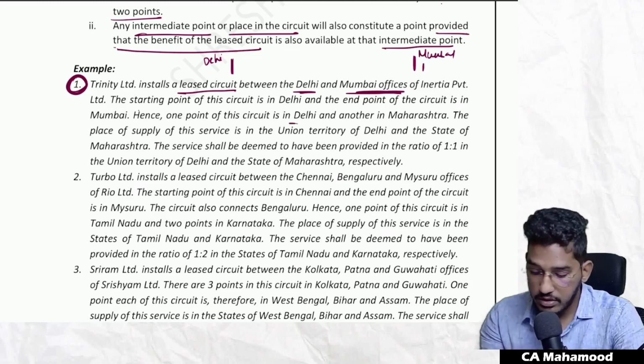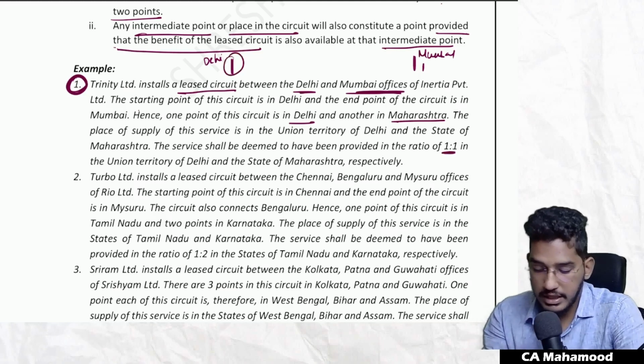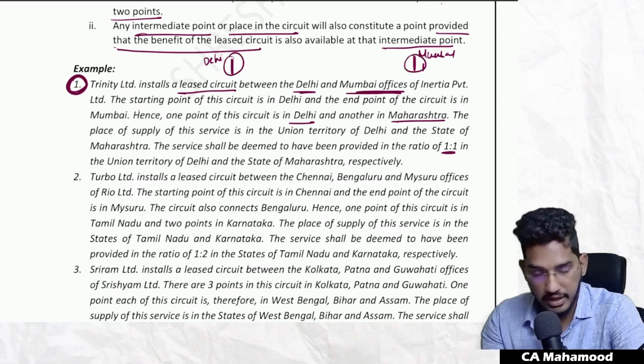Hence, one point of the circuit is in Delhi and another point is in Maharashtra. The place of supply of this service is in the Union Territory of Delhi and the state of Maharashtra. The service shall be deemed to have been provided in the ratio of 1:1. Obviously, there are only 2 points, Delhi and Mumbai. So 1:1, you have to divide it.